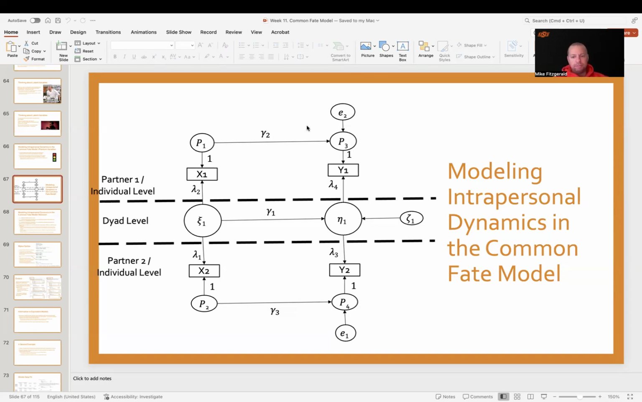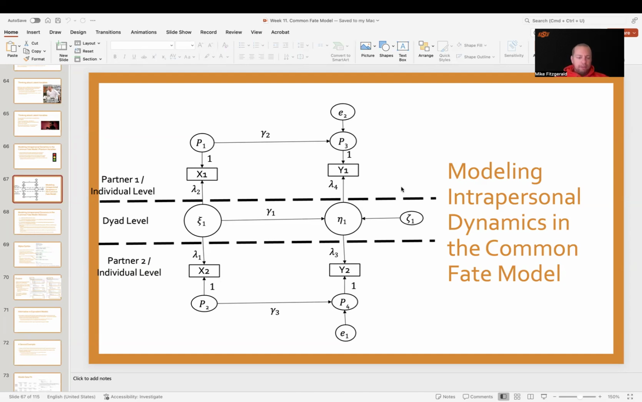So this demonstration video will be going over the dual level or the multi-level common fate model. If you haven't already watched the common fate model video, that may be helpful before diving into this one. What this video will be going over is the dual level or the multi-level common fate model, which is where we are simultaneously estimating both dyad level effects as well as individual level effects or extra dyadic effects.